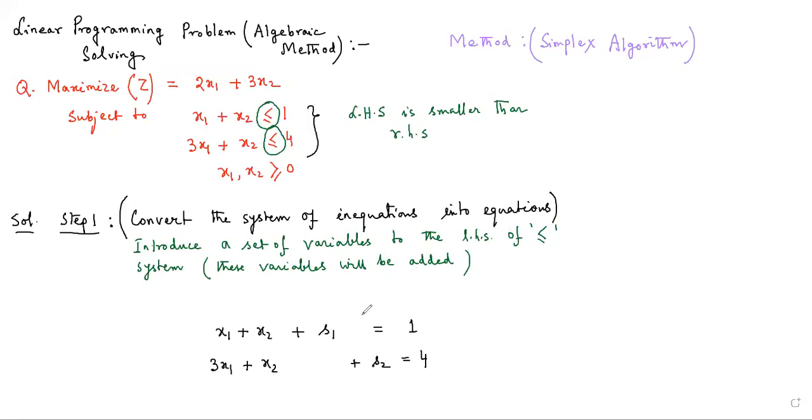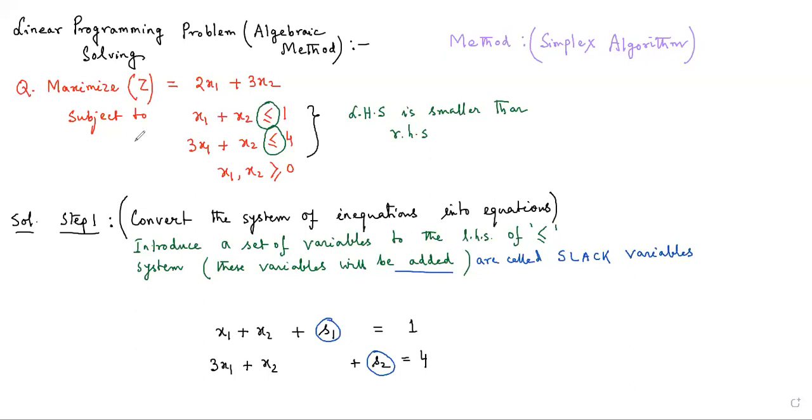Algebraically. Now these variables S1 and S2, the special variables which have been added to do the conversion, have a special name. The variables that are added are actually called slack variables. Slack variables. Okay, so this is the first step.